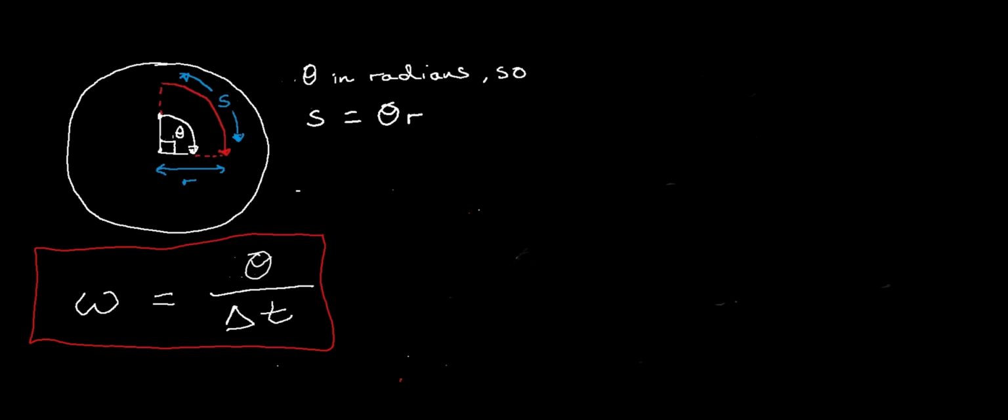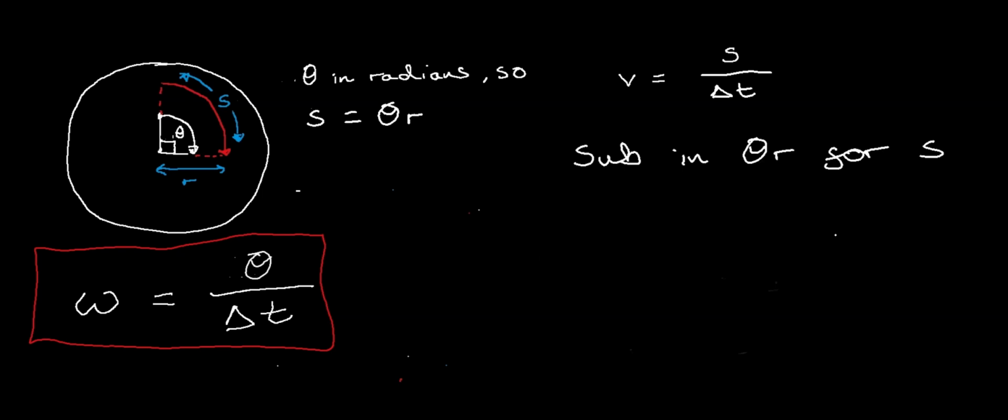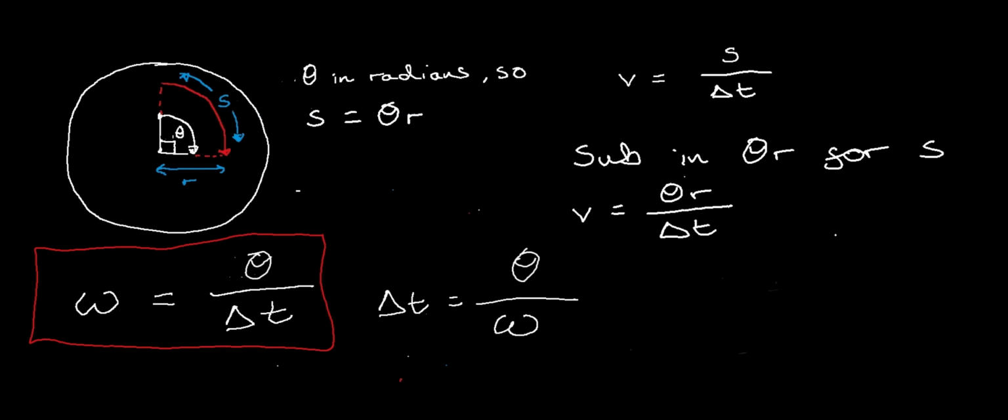The angular equivalent of linear velocity is represented by omega, and is angular displacement divided by time. These two equations can be used to link linear speed to angular speed. Linear speed will be the arc length travelled through, s, which shouldn't be confused with displacement, divided by the change in time. Since arc length equals theta times the radius, we can sub it in to get speed equals theta r over change in time. Then the equation for angular speed can be rearranged to make delta t the subject. Delta t can then be subbed into the equation we have for linear speed to get v equals omega r.